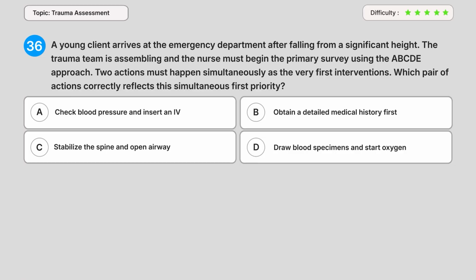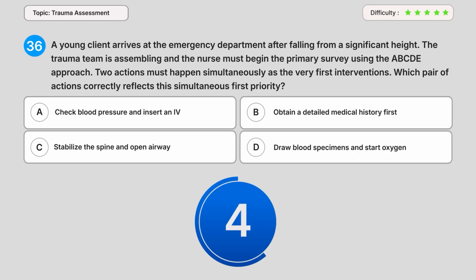A. Check blood pressure and insert an IV. B. Obtain a detailed medical history first. C. Stabilize the spine and open airway. D. Draw blood specimens and start oxygen. Can you guess the answer?